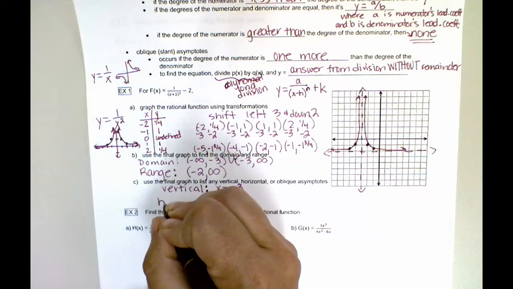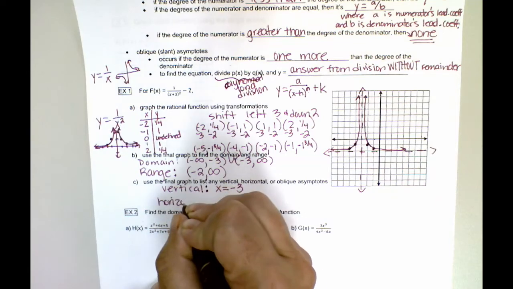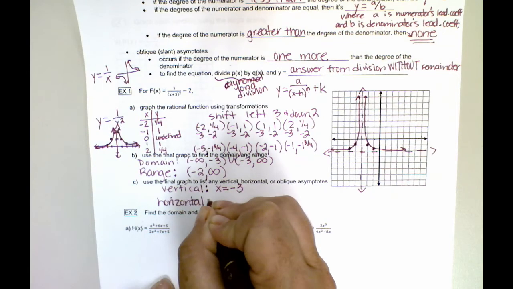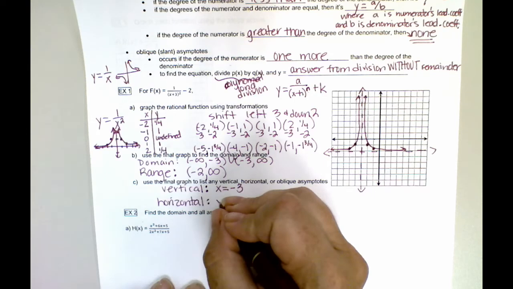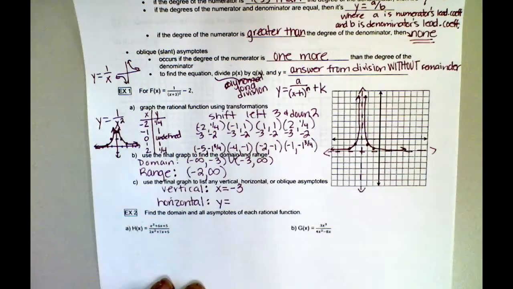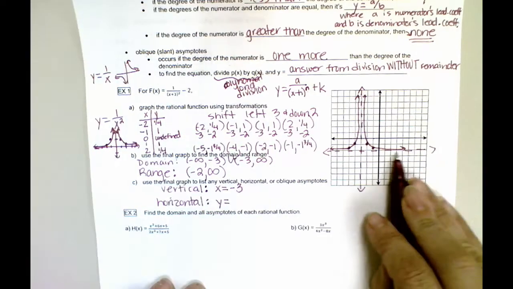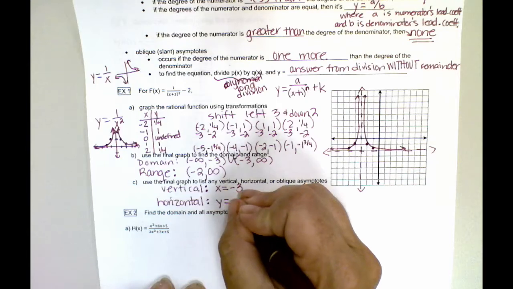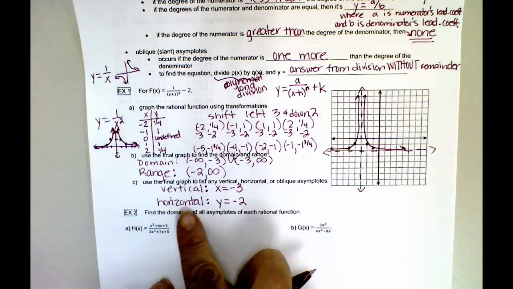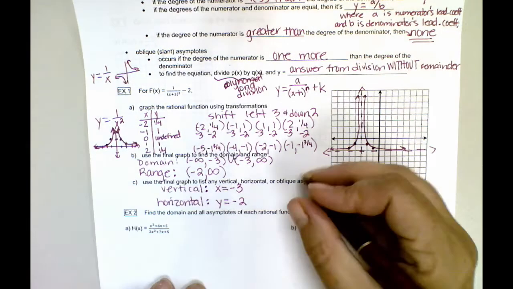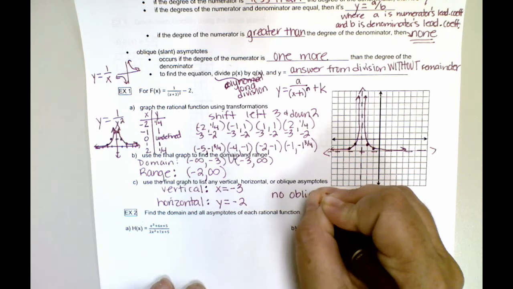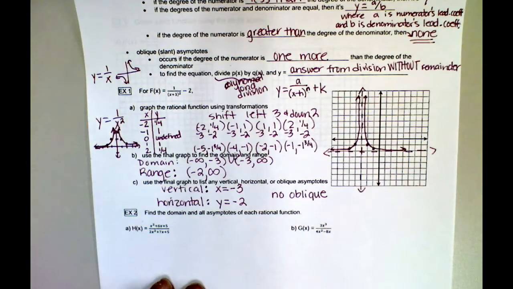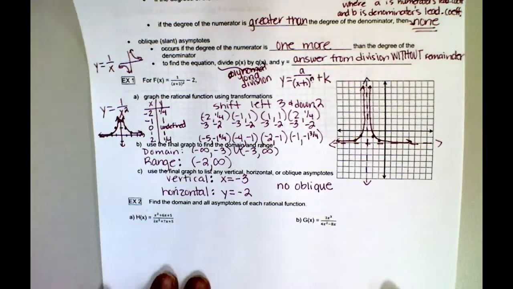For the horizontal asymptote, likewise, it is a line, specifically a horizontal line. It needs to say y equals in front. What does y equal here? Y equals negative 2. If I have a horizontal asymptote, that means I will not have any oblique asymptotes. So we can write no oblique.